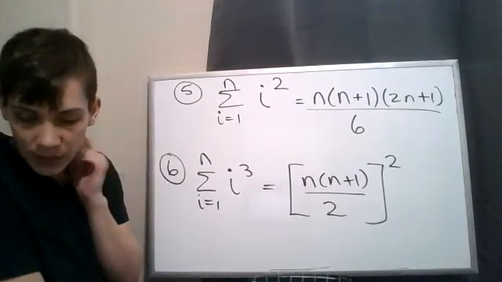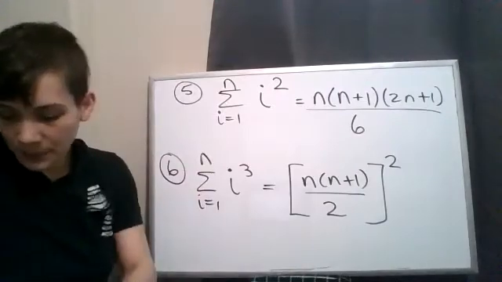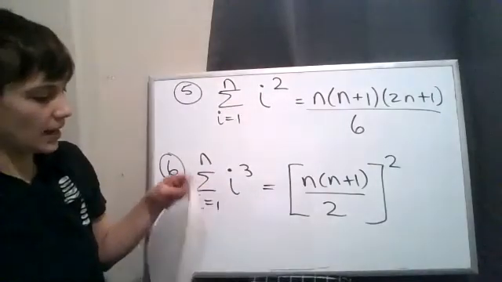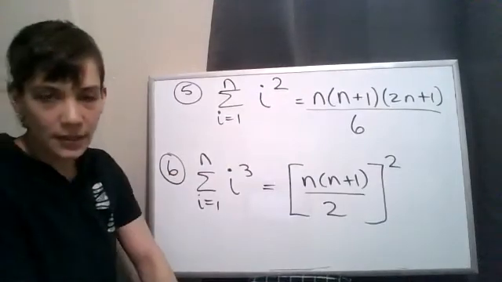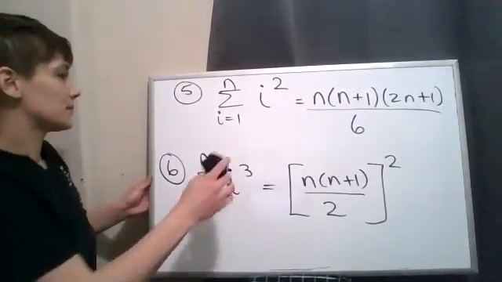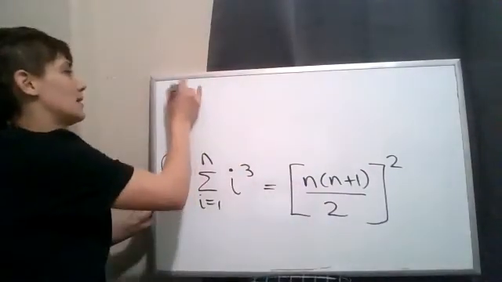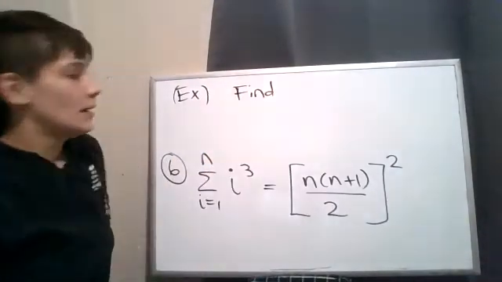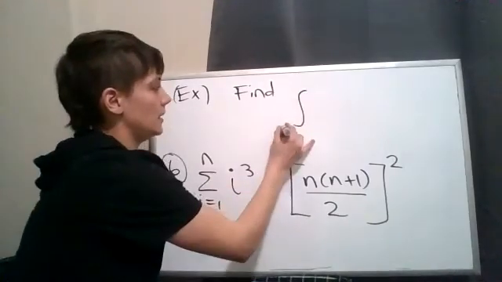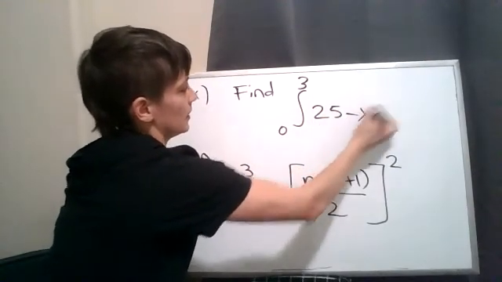So we still have 6 minutes, which means I think we can do at least one example. We'll save the other one for next time. We're going to try to find the integral from 0 to 3 of 25 minus x squared dx. And that's it for today. Okay, integral from 0 to 3 of 25 minus x squared.